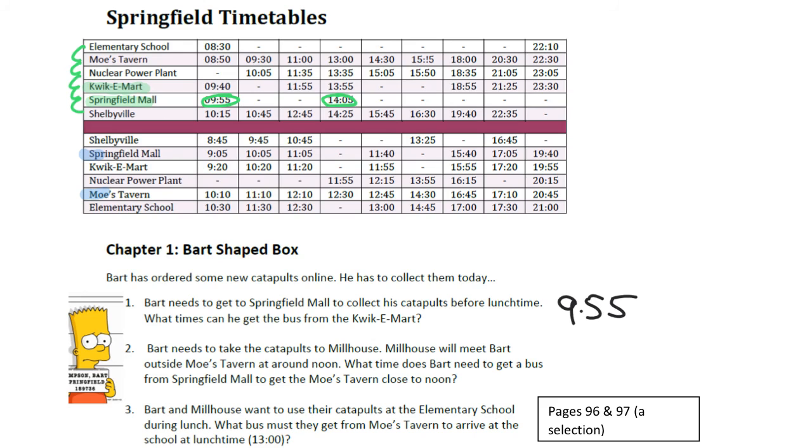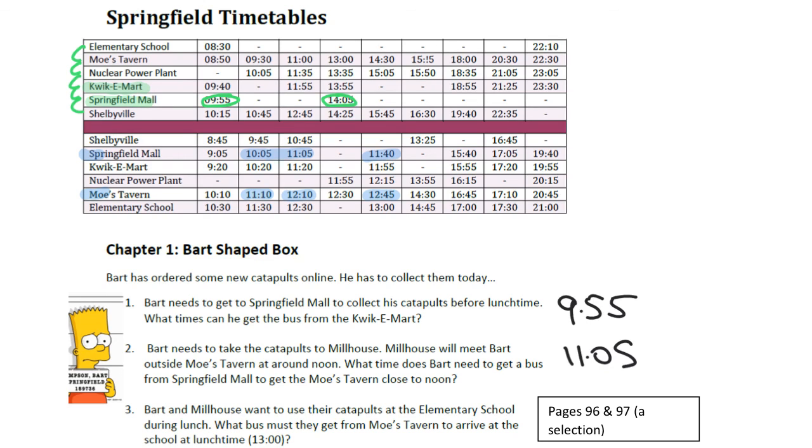He arrived at Springfield Mall at 9:55, so we have to look at either 10:05, 11:05 or 11:40. And if he chooses any of those to get to Moe's Tavern, it'll be 11:10, 12:10 or 12:45. And 10:05 might be a bit tight. 11:05 would give him plenty of time to pick up the catapults and also would get him as close to noon as possible. So we should get the 11:05 bus to Moe's Tavern.